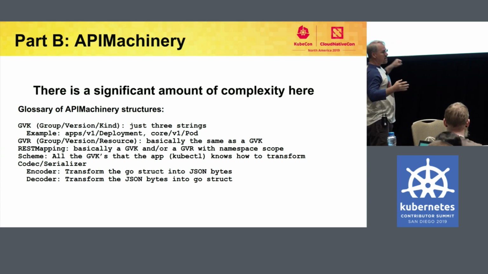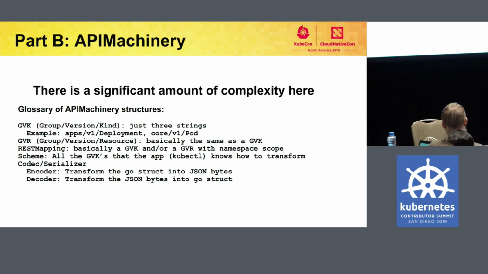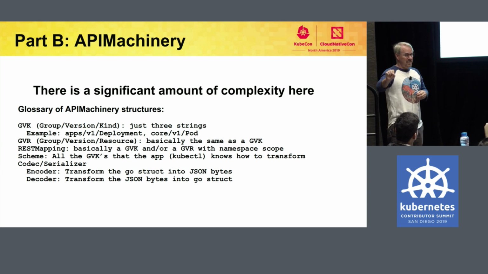So now we're going to talk about a REST mapping. You're going to see REST mappings in the code. A REST mapping is just a GVR and/or a GVK and its namespace scope. It could be cluster scoped. In other words, it doesn't have a namespace. It's scoped to the entire cluster. Or it can be scoped to a particular namespace. That's all that scope means.